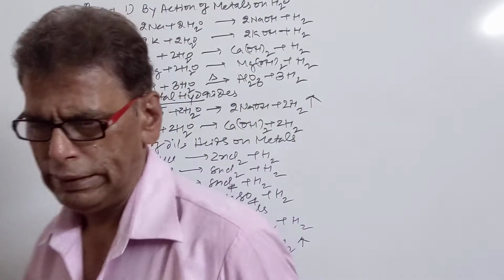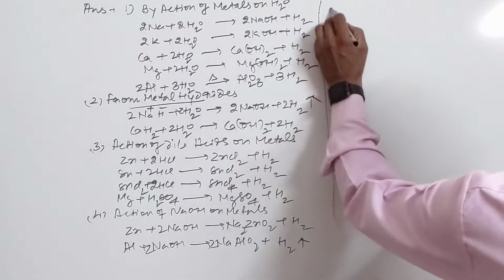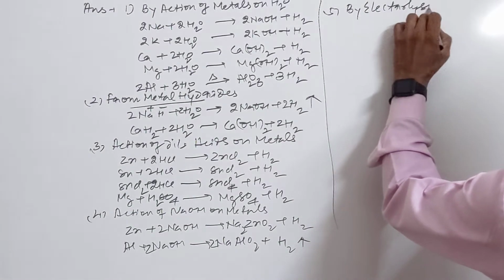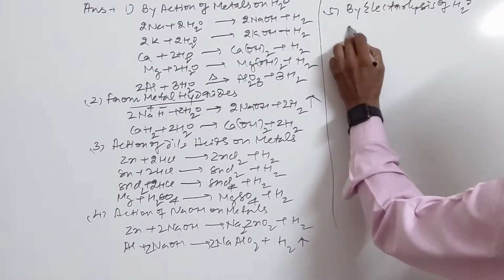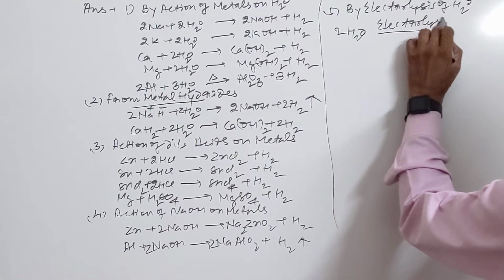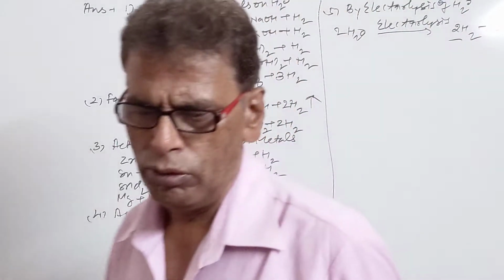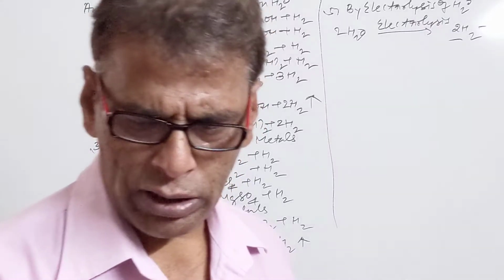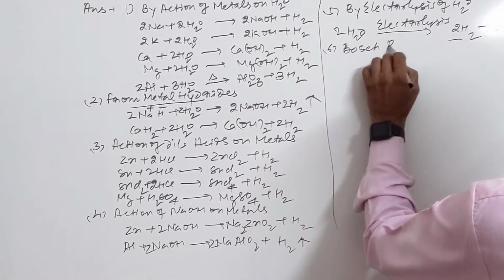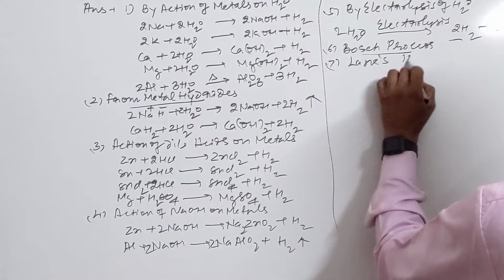So next we have fifth method by electrolysis of water. So when water is electrolyzed, we get 2H2 plus O2. H2 is obtained at cathode, O2 is obtained at anode. We have Bosch process, we have already done that. Lane's process, discussed.